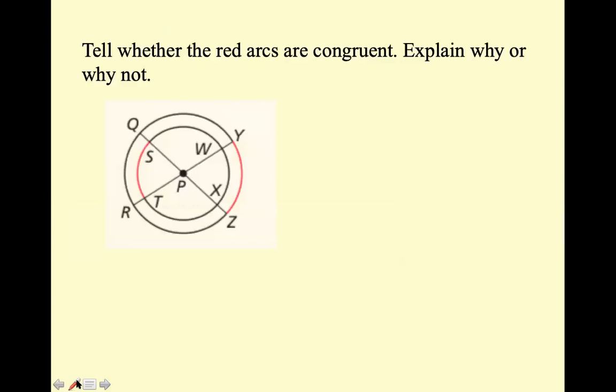This question says, tell whether or not the red arcs are congruent. Explain why or why not. So there's two things going on here in order to figure out whether arcs are congruent. They have to have the same degree measure. So if I look at this arc and this arc, they both have the same central angle. Like this angle is certainly congruent to this angle because they're vertical. So it would seem that maybe these arcs have the same measure, but the only thing that's making them not congruent is the fact that these two circles are not congruent.